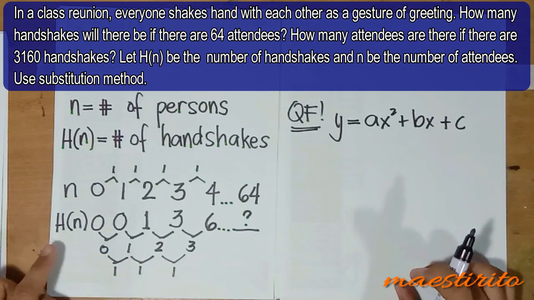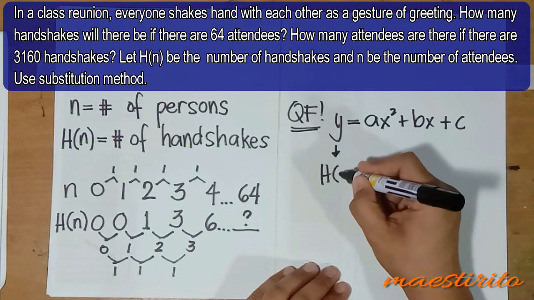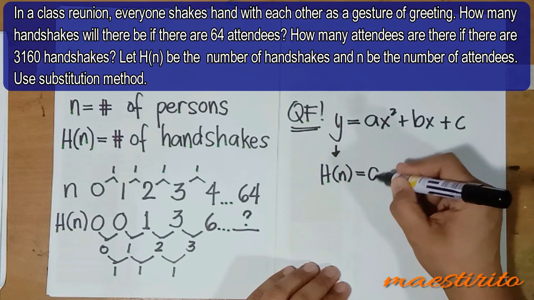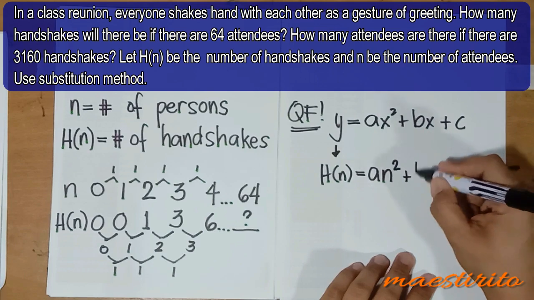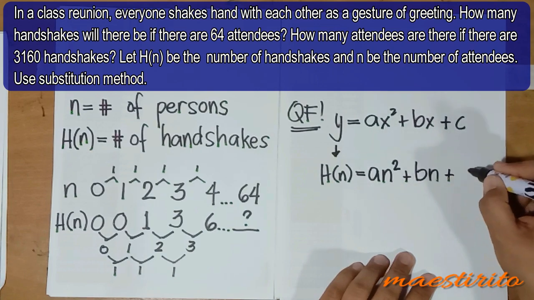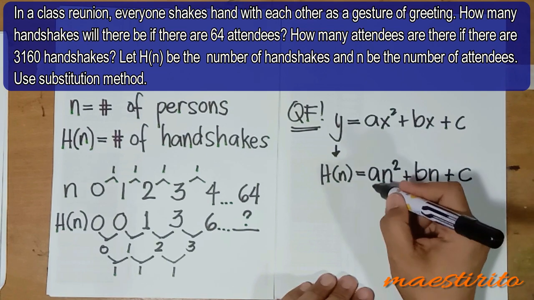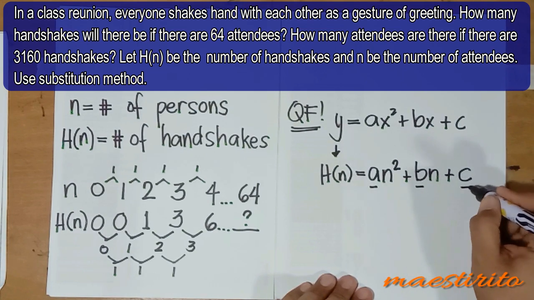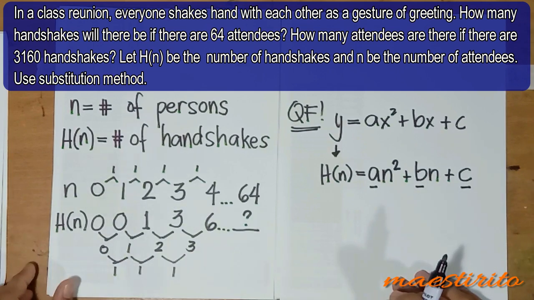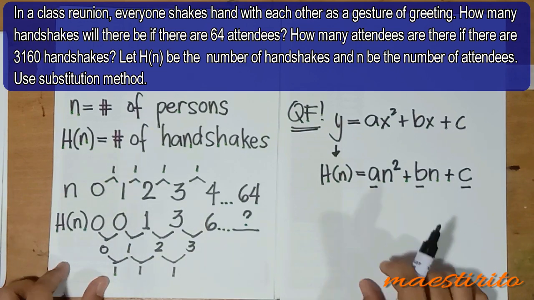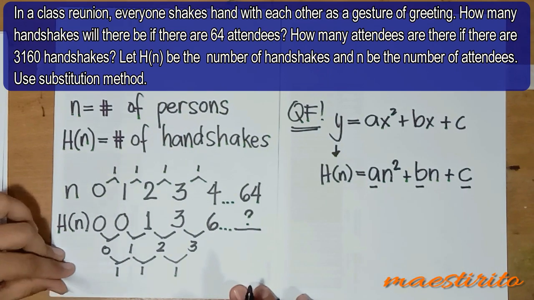But for the sake of this problem, the y, the number of handshakes, is equal to a, the x is the number of attendees or persons in the reunion, so that's b sub n plus c. So to proceed, we need to find the constants a, b, and c. Okay, so have a quick glance of this page because I'll be putting this aside.